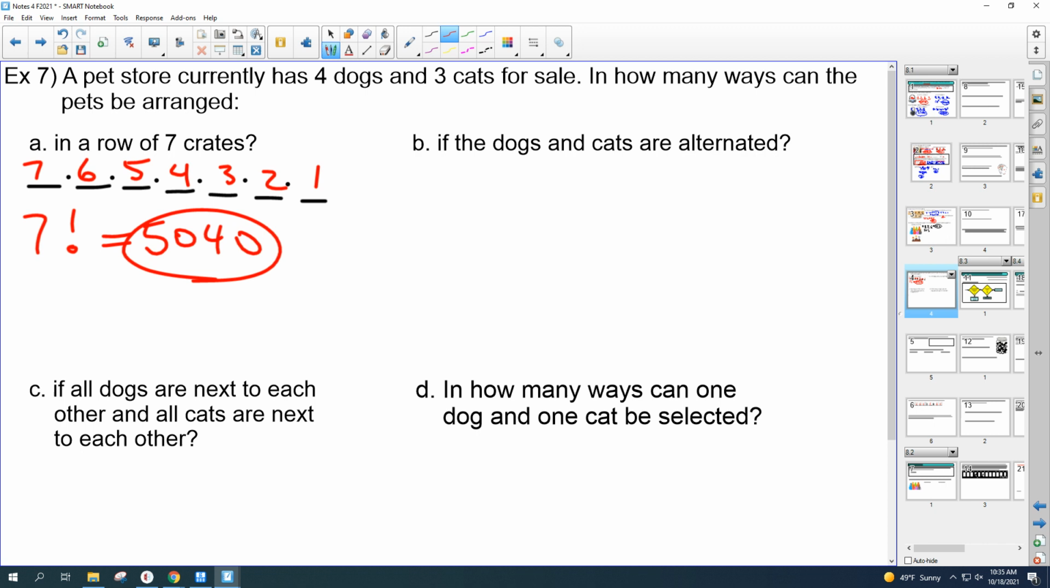But then they start putting restrictions on there. Part B says, well, what about if the dogs and cats are to be alternated? So you can't do it quite the same way. 7 crates, but you really have to think about how this works. So if I'm going to be alternated, that means it has to go cat, dog, cat, dog, cat, dog.